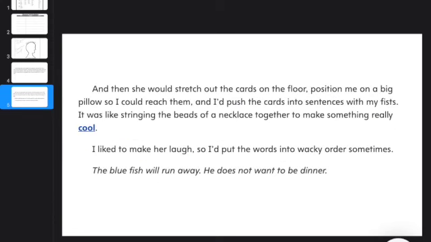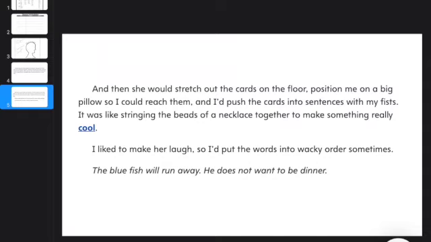Let's look at this next one. And then she would stretch out the cards on the floor, position me on a big pillow so I could reach them, and I'd push the cards into sentences with my fists. It was like stringing the beads of a necklace together to make something really cool. I like to make her laugh, so I put the words into wacky order sometimes. The blue fish will run away. He does not want to be dinner.